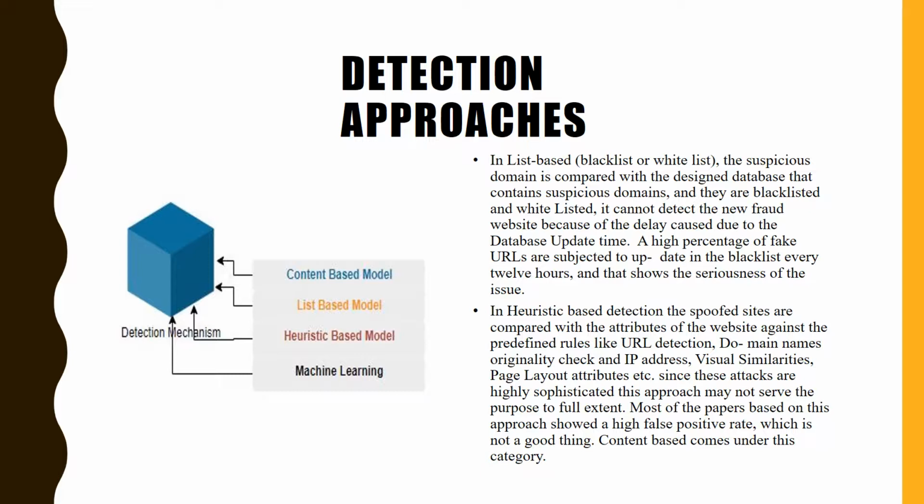In the content based or the heuristic based detection, the spoof sites are compared with the attributes of the website against the predefined rules like URL detection, domain names, originality check, IP address, visual similarities, page layout attributes, etc. Since these attacks are highly sophisticated, this approach may not serve the purpose to full extent. Most of the papers based on this approach showed a high false positive rate, which is not a good thing. So the content based comes under this category.